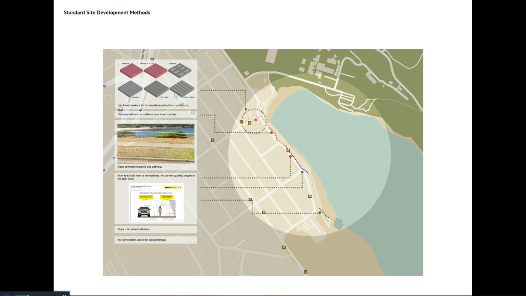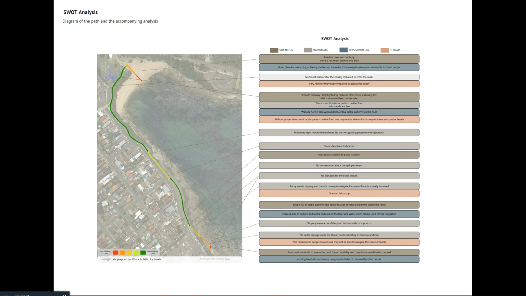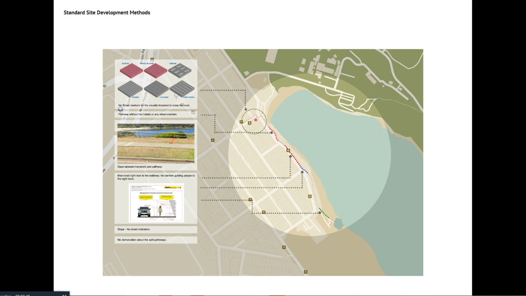From the point of view of a visually impaired person, we mapped the obstacles on the pathway from the beach to the ocean pool. The obstacles are reflected here on left from low to high difficulty level. We did a SWOT analysis and narrowed down the areas which needed rebuilding. And then we researched on the potential design solutions like street markers, appropriate demarcations, and pathway maintenances.